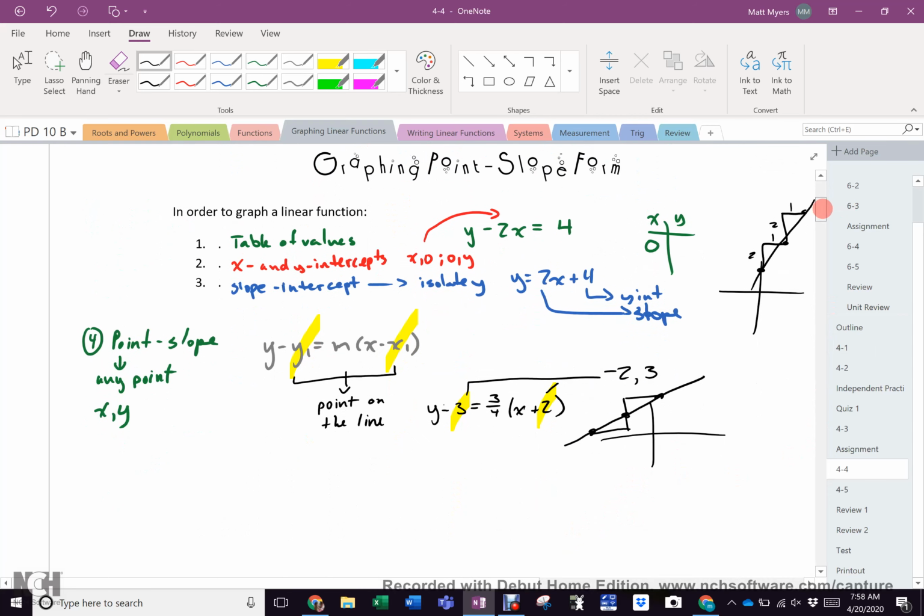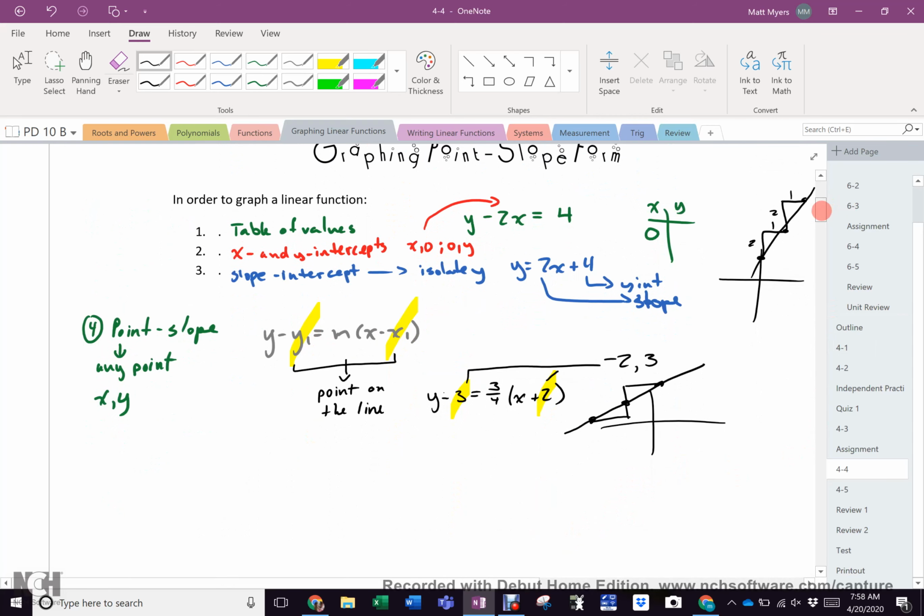So the key to this is we have to remember that these points are opposite. Now, I want to show you why it works. So I'm going to write another one here. Y minus 2 equals 3x plus 1.